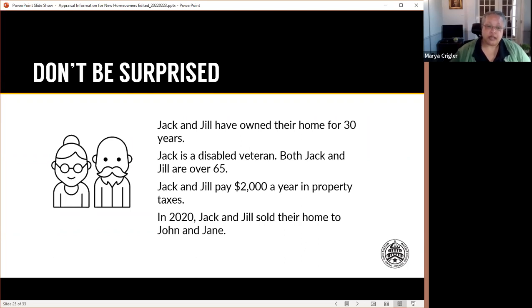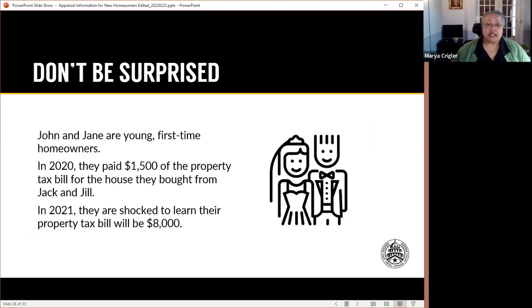65 exemption. In 2020, Jack and Jill sell their home to John and Jane. So John and Jane are the new homeowners. They're young, they're first-time homeowners, and in the year that they bought the home, they pay $1,500 of the property tax bill for the house they just bought. That's usually done in escrow, and they'll calculate how much of the tax bill that you would need to pay.